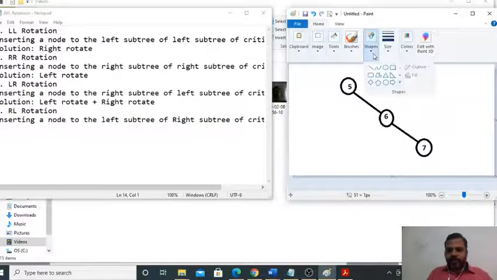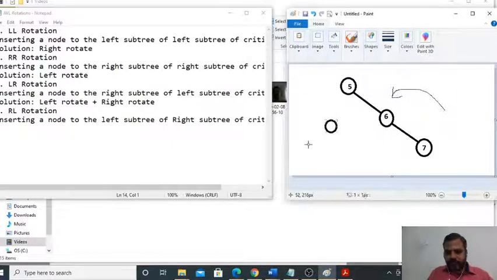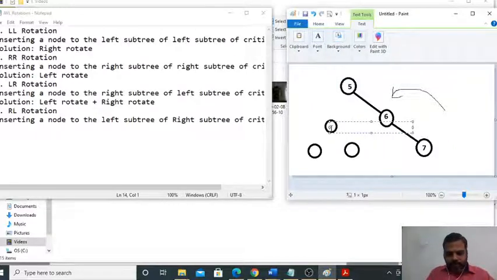So now if you are doing one left rotate, in this way we have to move the nodes. Okay, we got to move the nodes in this way. So if you're moving the nodes in this way, you just see. So 6 will become the root, 5 will become the left subtree of 6, and 7 will be the as usual right of 6.